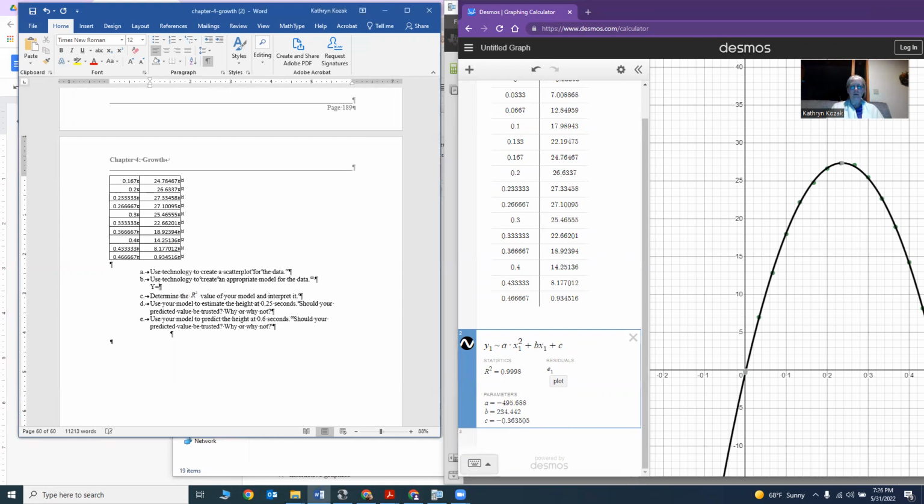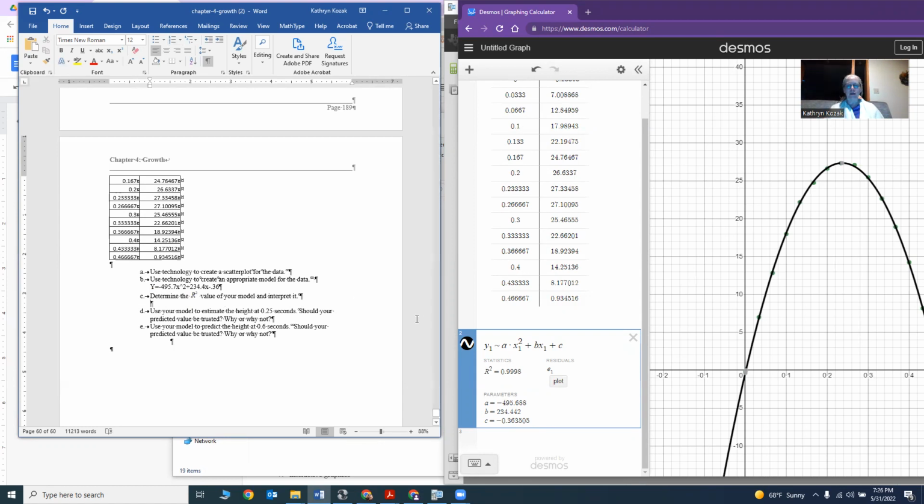My equation is y is equal to a, which is negative 495.7, x squared, plus my b, which is 234.4 times x, plus my c, which happens to be negative 0.36. You can make it plus a negative, or you can just make it negative 0.36. So there's my equation. There's my model that models this data.